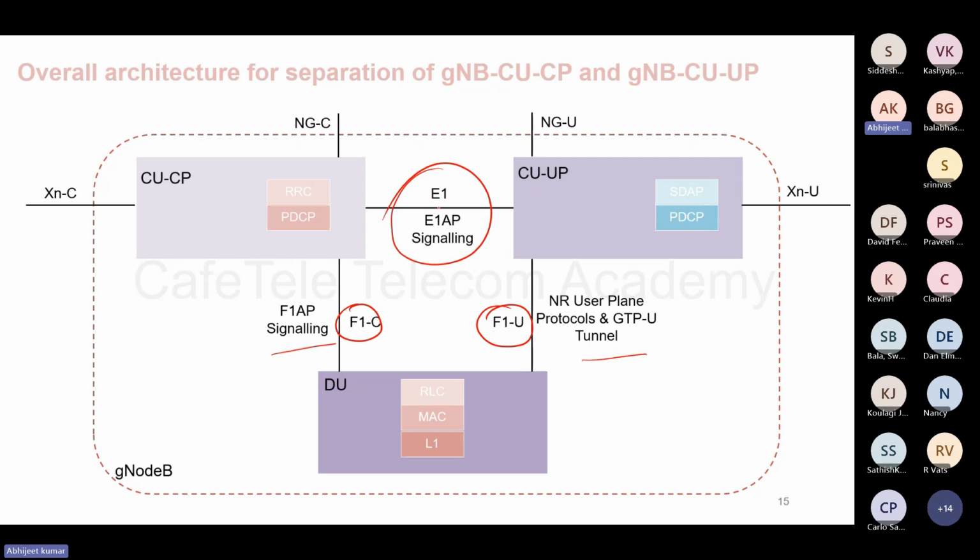And to manage this, you have the E1AP signaling. So this is the application protocol we use over the E1 interface for signaling between the CU-CP and the CU-UP. And we have two more interfaces called NGC and NGU. NGC we use for control plane communication with the AMF, and NGU we use for carrying the user plane data, communicating with the UPF. So these are the functions that we are using here.